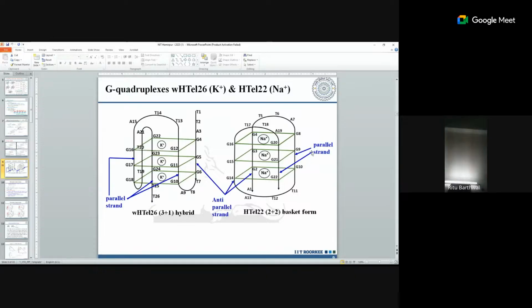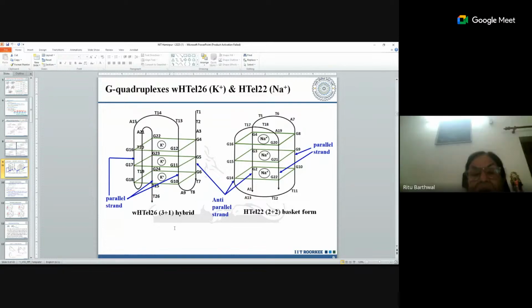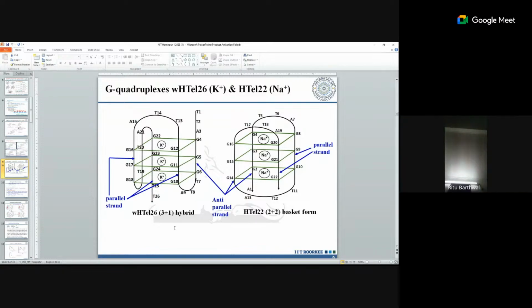In this particular case, which is the most common one, we do not have pure parallel or pure anti-parallel. We have a hybrid structure. This is called hybrid form 2, but basically what do we mean by hybrid? It has 3 parallel strands and 1 anti-parallel. So it is not fully anti-parallel, nor are all 4 strands parallel. So it's called a hybrid structure, 3+1 hybrid. You can see here, if you carefully go by the sequence from the 5' end to the 3' end, 26th base, that 3 of them are parallel and 1 of them is anti-parallel.